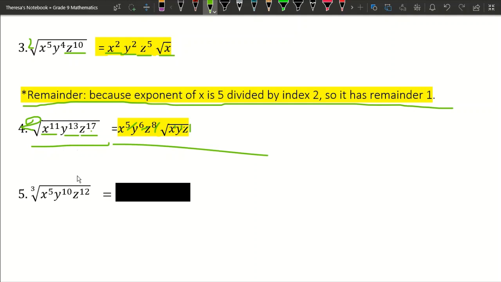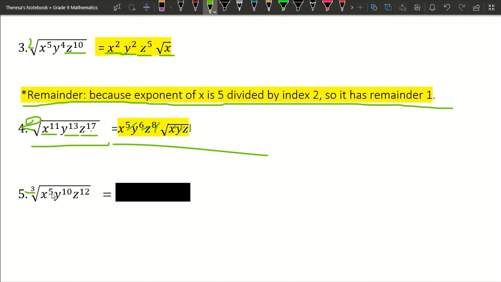Okay? Another or last example, we have cube root of x raised to the 5th power, y raised to the 10th power, and z raised to the 12th power. So, our index here is 3. Right? Kung wala din nakikita, that is 2. Pero kapag meron na, that is just like this one, so 3 na siya. Kung 5 naman, ibig sabihin 5 yung index natin.